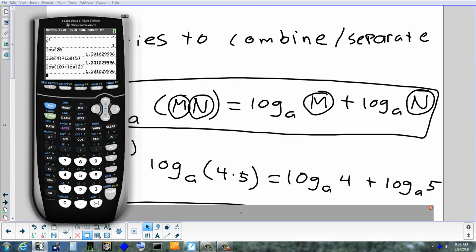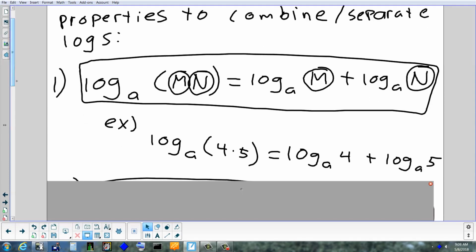Okay. So any questions on that first rule? We're going to practice it each way. I'll give you some that are combined, and I'm going to ask you to split it. And then I'll give you some that are split and ask you to recombine it. Okay.